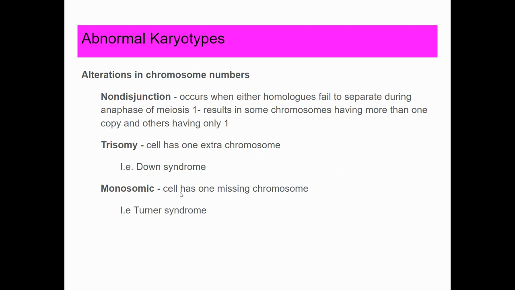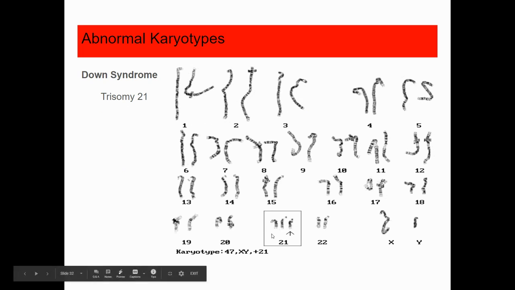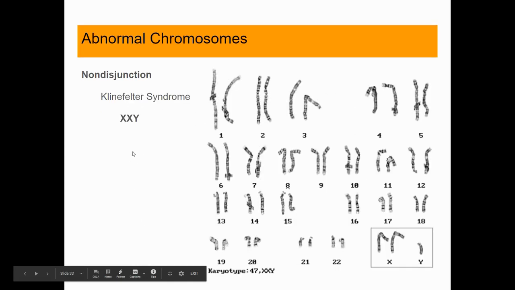Monosomic means a cell that's missing one chromosome. So that's Turner syndrome. Here's trisomy 21. Like I said, three 21st chromosomes. It's a guy. Klinefelter syndrome. You have two X chromosomes and a Y.